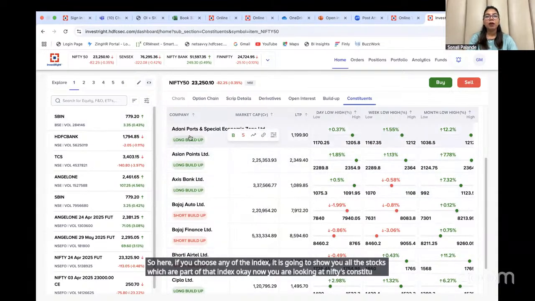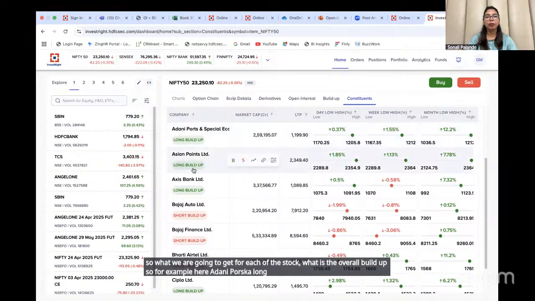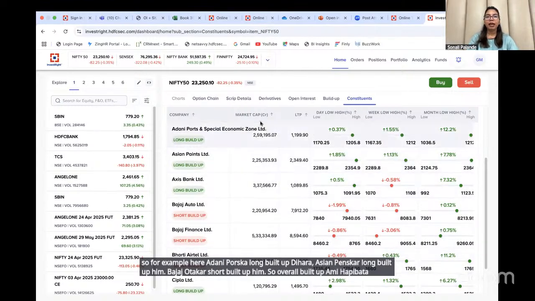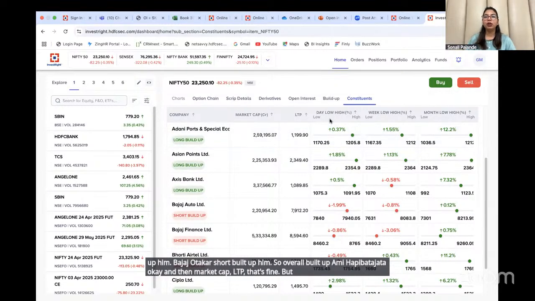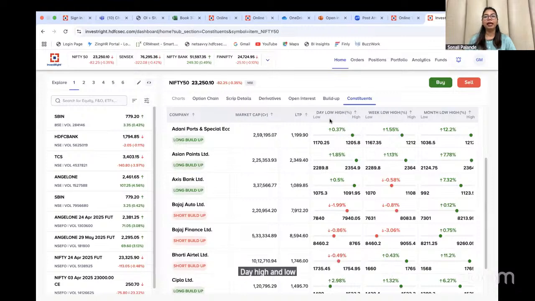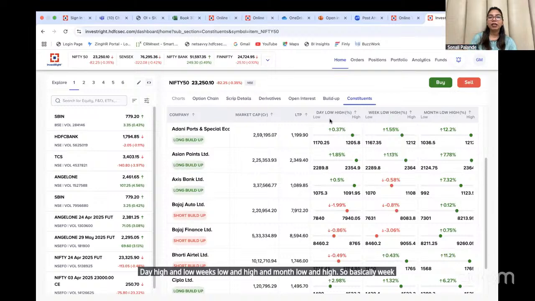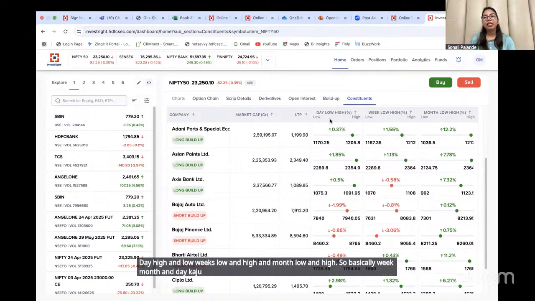So what we are going to get for each of the stock is the overall built up. So for example, here Adani Ports का long built up दिखा रहा है, Asian Paints का long built up है, Bajaj Auto का short built up है. So overall built up हमें यहाँ पे पता चलता है. Okay, and then market cap, LTP, that's fine, but you can also get the range of day high and low, week's low and high, and month low and high. So basically week, month and day का जो range था, वो range आपको पता चलता है.